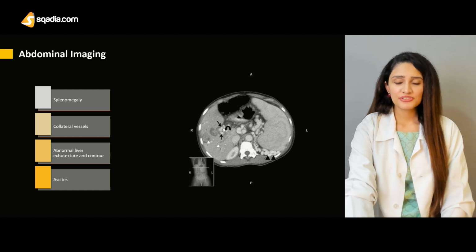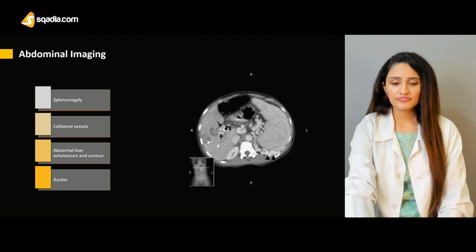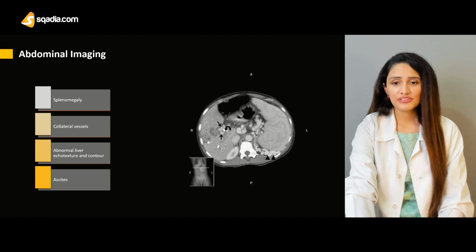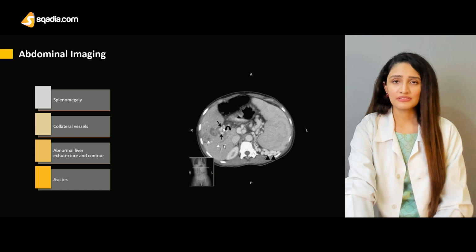So this is a picture of a CT scan of the liver, and as you can see, there are choledochal varices that are surrounding the dilated bile duct, and these arrows also show that there is a dilation of the bile duct.